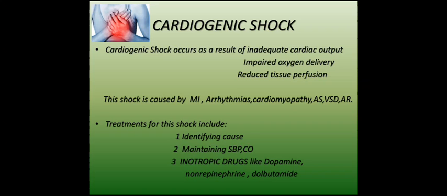In these conditions, the heart, mainly the left ventricle, fails to pump the blood. What is the treatment for this shock? First, identify the cause and maintain the systolic blood pressure and cardiac output. Most important are inotropic drugs. Dopamine is the drug of choice for cardiogenic shock, and other drugs like norepinephrine and dobutamine can also be given.